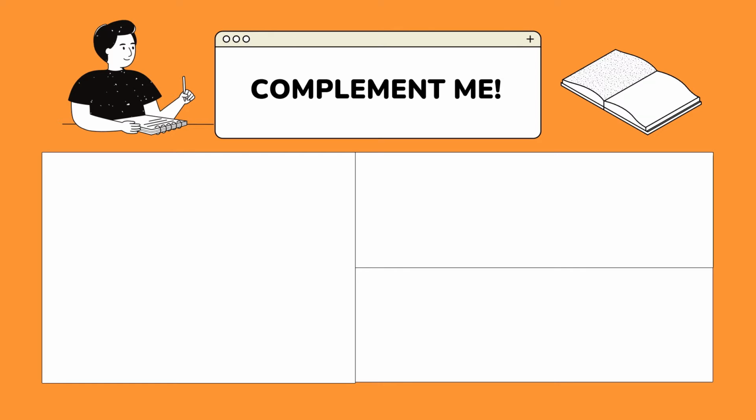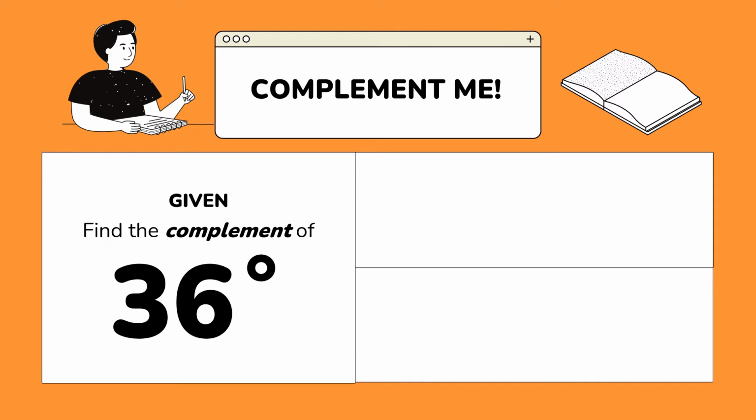for the activity called Complement Me, you're going to find the complement of 36 degrees. Now, we know that for complementary angles, the sum of the two angles should be equal to 90. Alright? Now we're going to get its complement. I'll be giving you 1 minute to solve for that. Okay? Let's check.